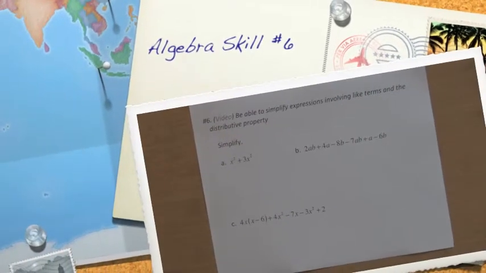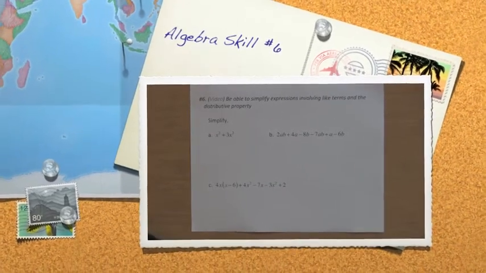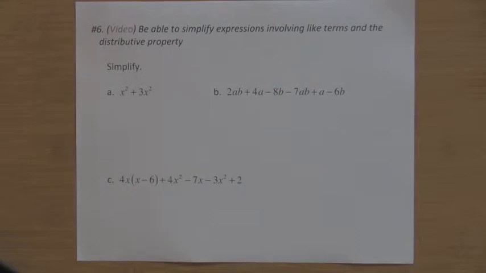All right, skill number 6, simplifying expressions by combining like terms, and maybe there's some distributive property to deal with. First example, x squared plus 3x squared.